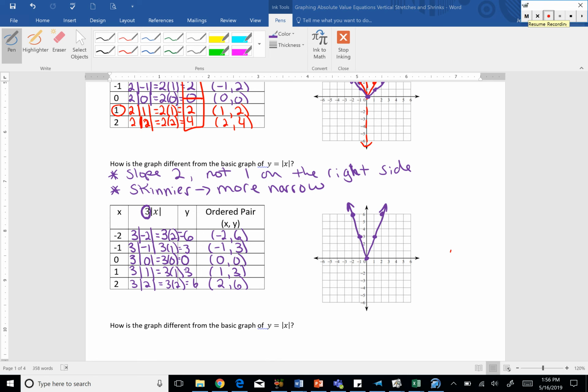All right, so once you have your graph, then the question becomes, how is our graph different from the basic? On our last one, we talked about the slope. What's the slope of this one? What do we think? Slope on the right side is 3. All right, so slope is 3 on the right side.